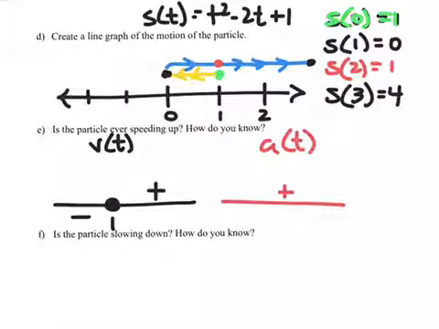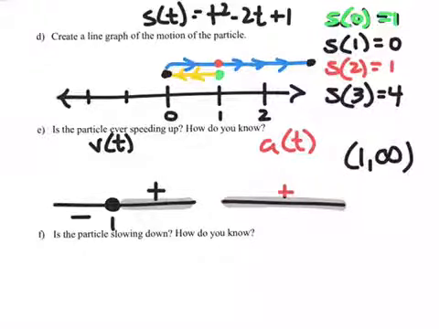Okay, so for part E, is the particle ever speeding up? We said the particle would be speeding up if the signs of the velocity and the acceleration were ever the same. And it looks like they will match up as being the same when t is greater than 1. Since a of t is always positive and the velocity is always positive after 1, we can say it's speeding up. It's speeding up from 1 to infinity.